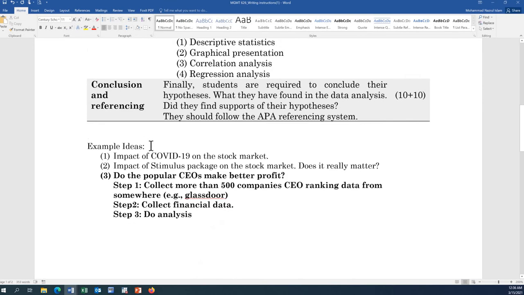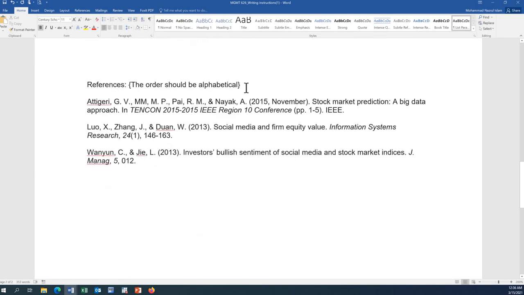And here is an example idea: impact of COVID-19 on the stock market, and impact of stimulus package on the stock market. Does it really matter? And do the popular CEOs make better profit? So these are the steps I have also said. So collect more than 500 companies' CEO ranking data from somewhere, say Glassdoor, collect the financial data, do analysis. This is one, and this is how you will be referencing the papers.